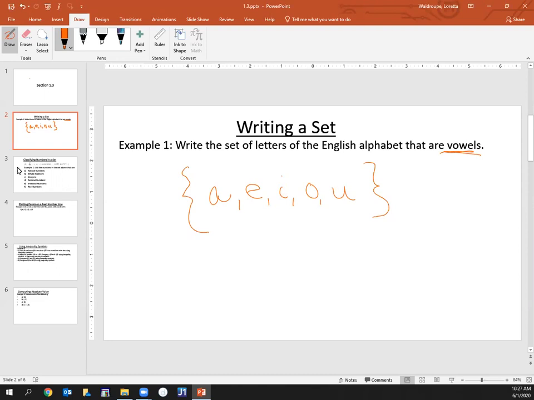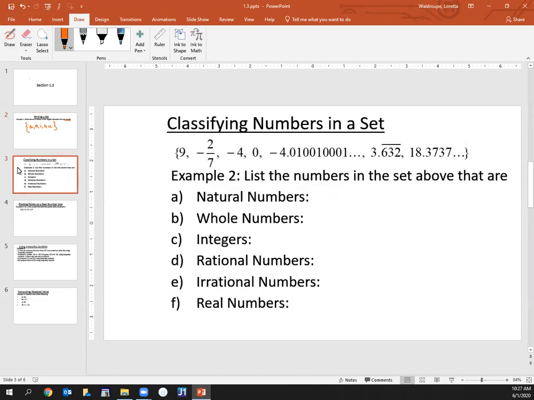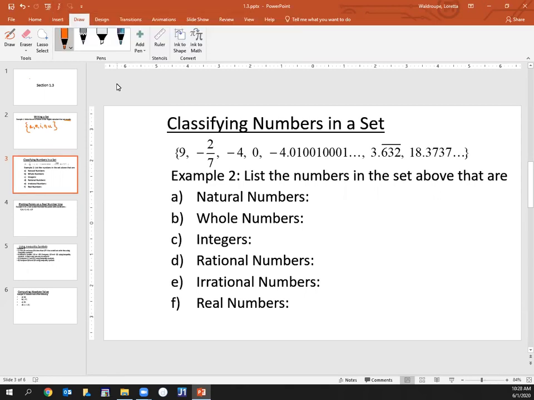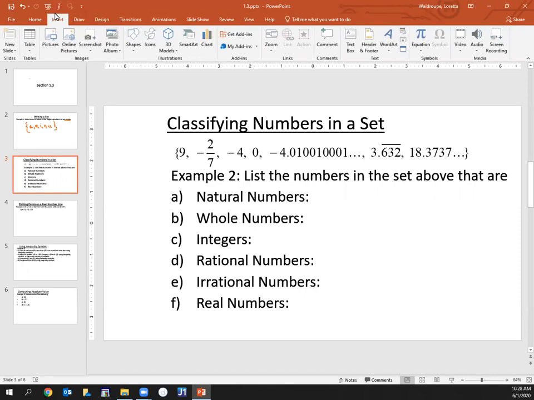When you're talking about sets, you have 6 sets of numbers, okay? Those include natural numbers, sometimes referred to as counting numbers, whole numbers, integers, rational numbers, irrational numbers, and real numbers. Let's insert a blank slide here and discuss what each of those are.